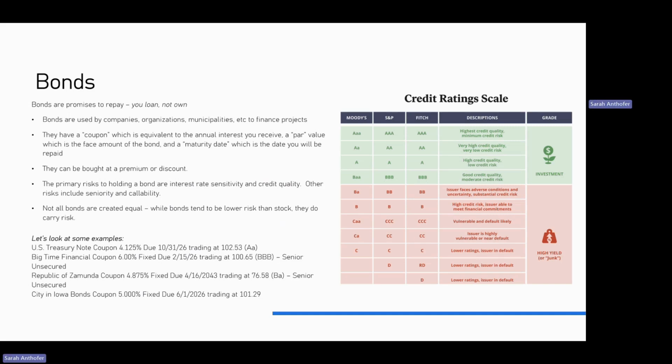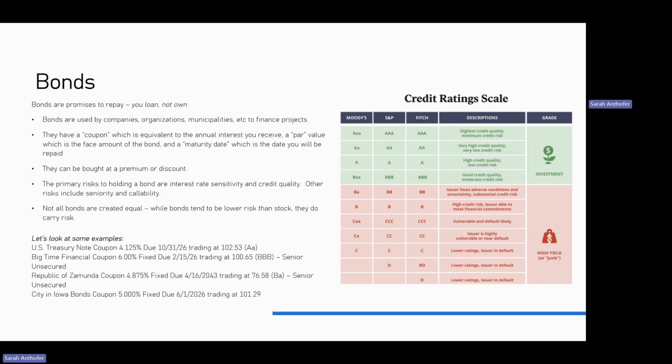The one below that, the Republic of Zamunda, 4.875 is our coupon rate, but it's trading at a huge discount. But I see if I look at the credit rating, it's a BA. So the issuer is facing some adverse conditions, uncertainty, and substantial credit risk. And it's not going to mature until 2043. So if the bond is around for that much longer, this might be a really good deal, but there's some considerable credit risk that I'm taking.